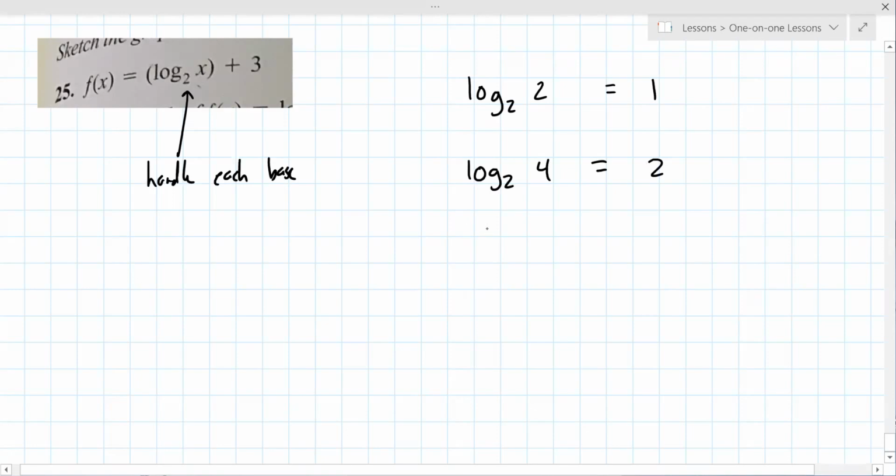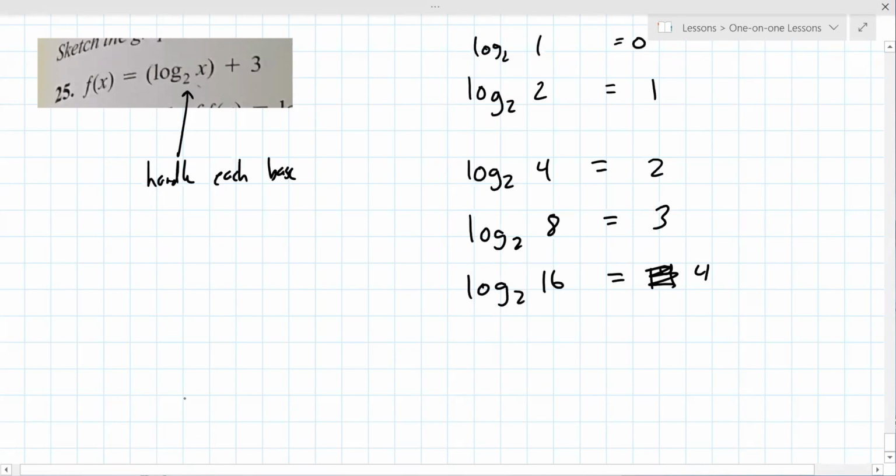I don't actually. Log base 2 of 8 is 3. Log base 2 of 16 is 4. Do you see? Oh, I see what that is. Okay, so because 4 is 2 squared, it's the exponent. Because 8 is 2 cubed, it's the exponent. Because of that, it's that. Log base 2 of 1 is equal to 0.